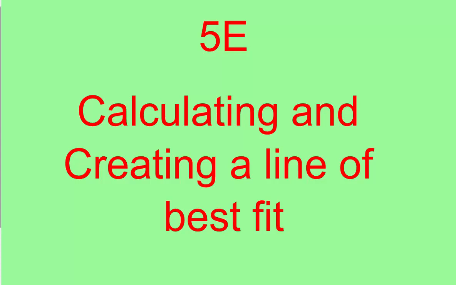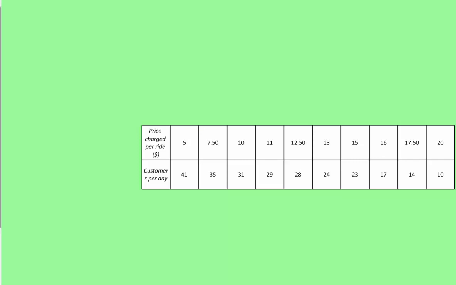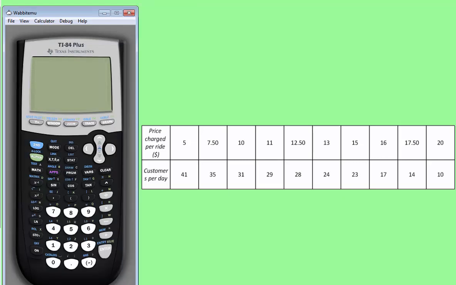Today we're going to be looking at Learning Target 5E, which is being able to calculate and create a line of best fit. Here we have a set of data. The data that you're going to use are the ones that you're going to come up with in your project. This data was taken from a past worksheet that I did with my students where they were looking at helicopter rides, so the price they charged per ride and the number of customers that would come based on that price.